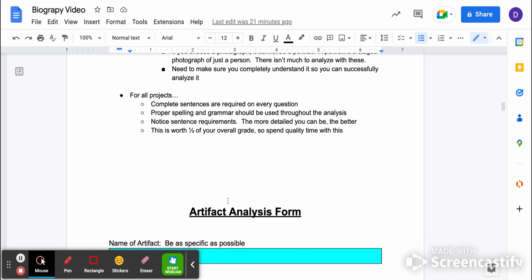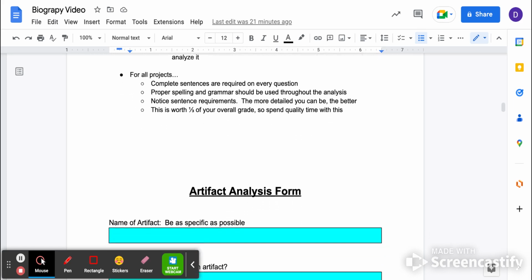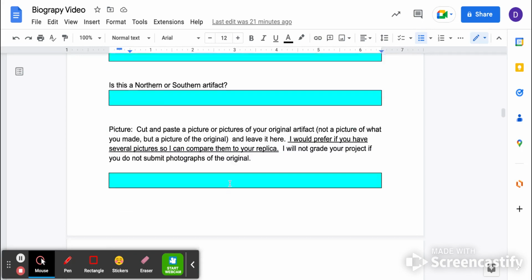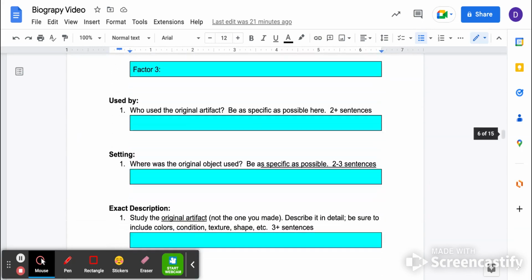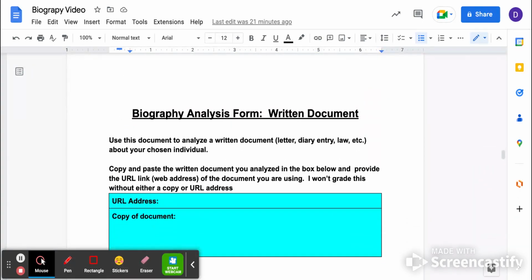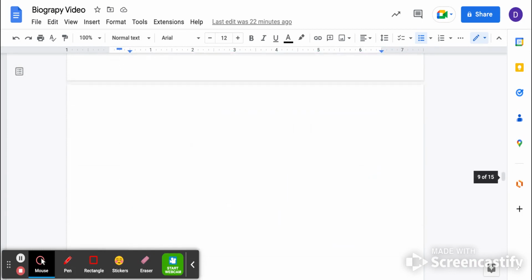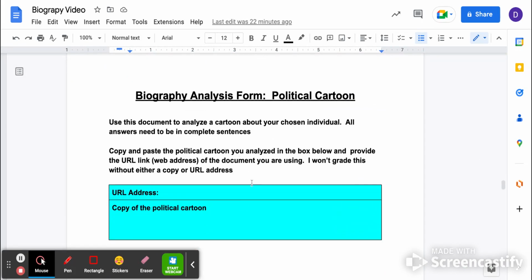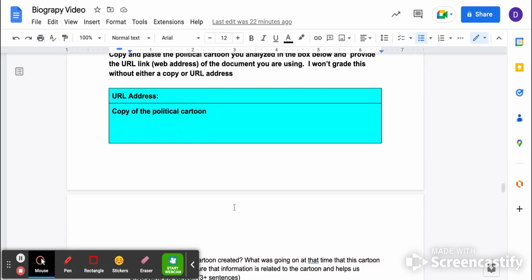So when you open up that document analysis form, you'll see the artifact one first. You're scrolling. You didn't do an artifact. Yours is going to come next. And if you did the written document, this is the form you're going to use. If you use the political cartoon, you're going to keep scrolling, and this is the one you're going to use.